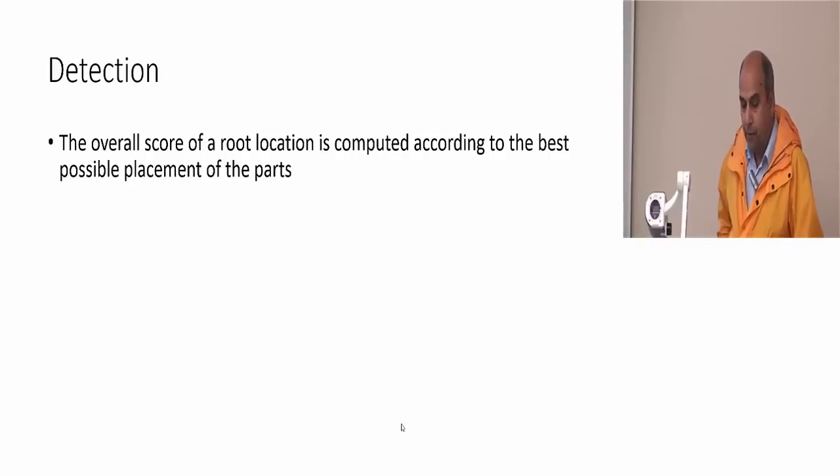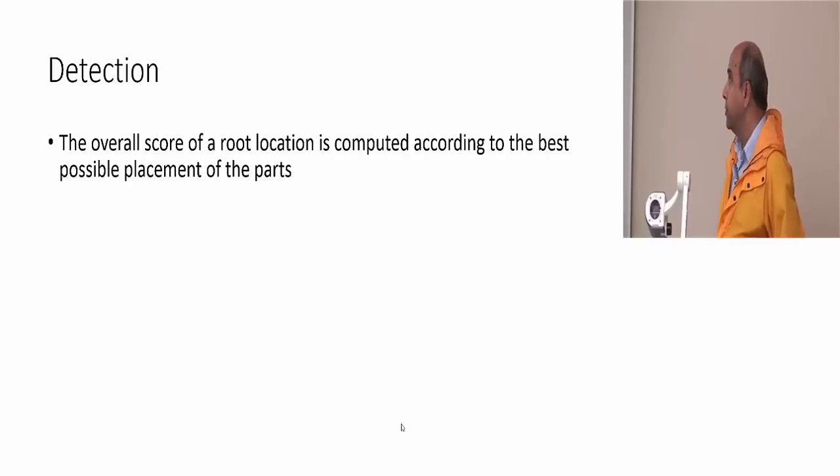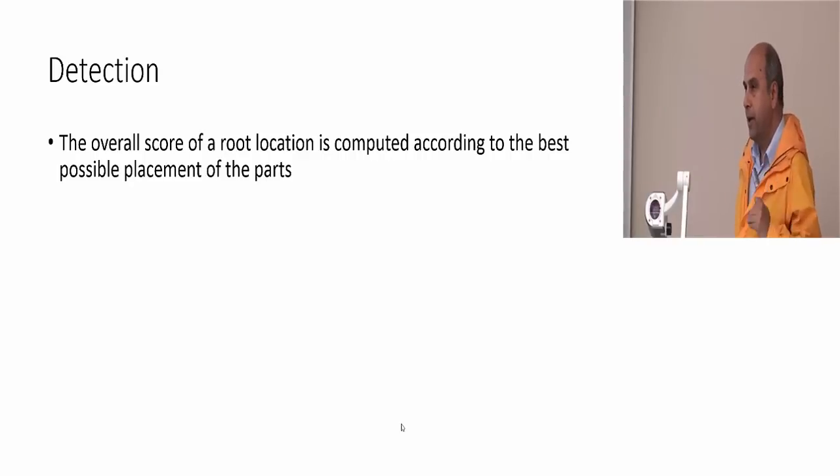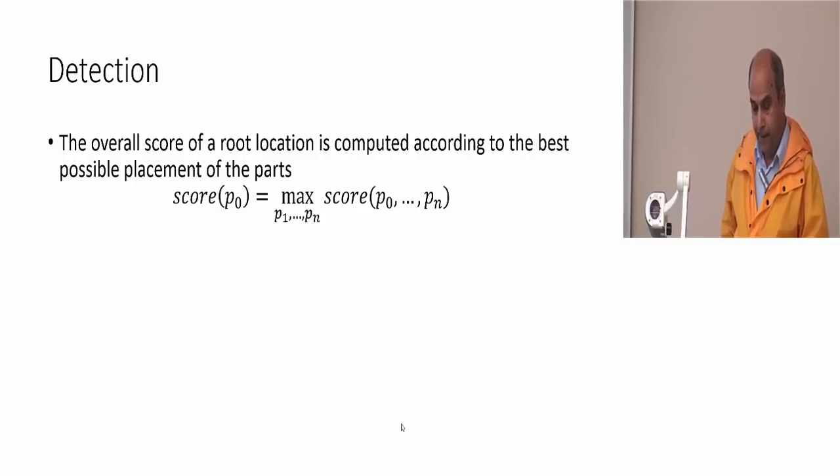So the overall score of a root location is computed according to the best possible placement of parts. We want to make sure that we are finding the human such that it is confirmed by the parts also, not just only the root filter. Because what you did in the program was only the root filter. So that's a new thing here.